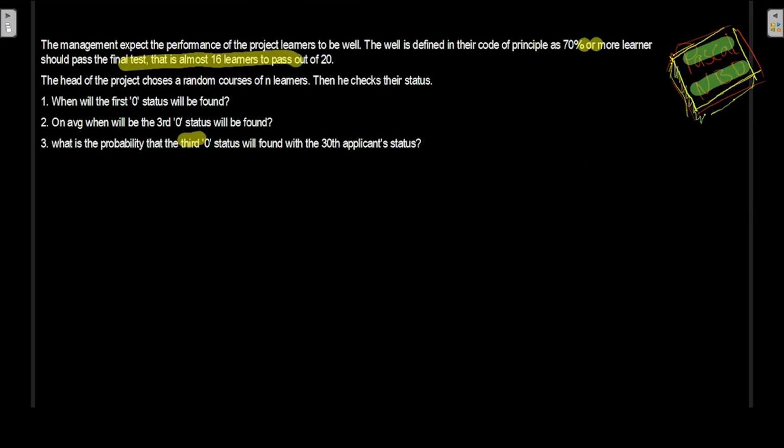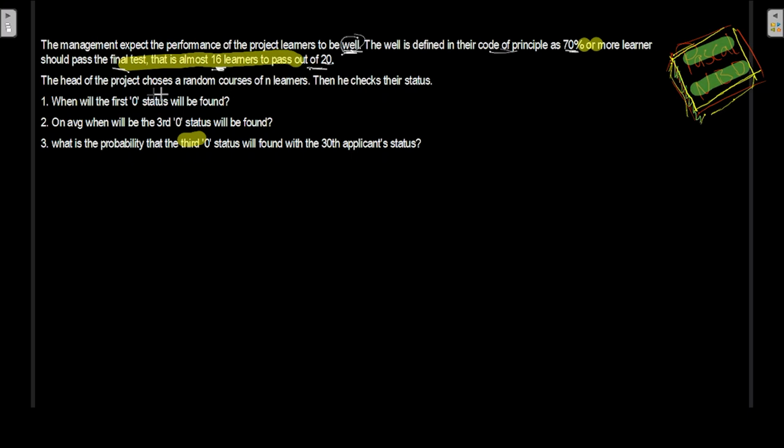Let's carry on to the next question, and the question says the following. The management expect the performance of the project learners to be well. And what is the definition of well? It depends on their code of principle. It says that at least 70% of the learners should pass the final test. So if 70% or more pass, we could say that was a good conducting of a class. That's almost like 16 learners passing out of 20, because 20 is the standard number for forming a course.